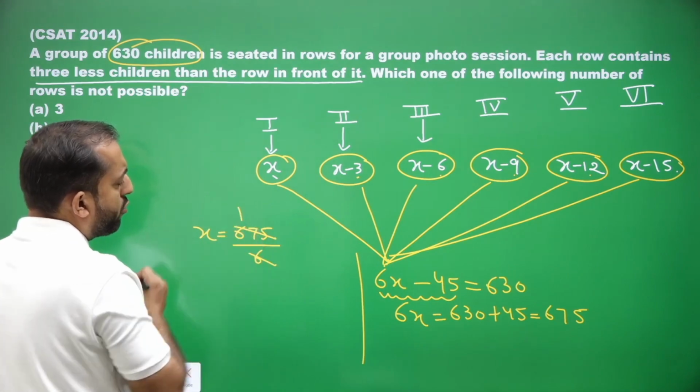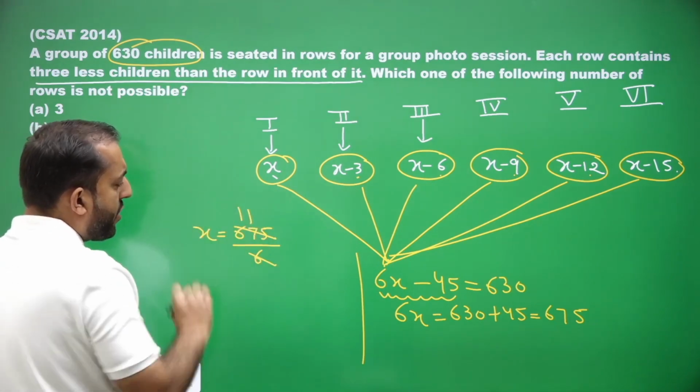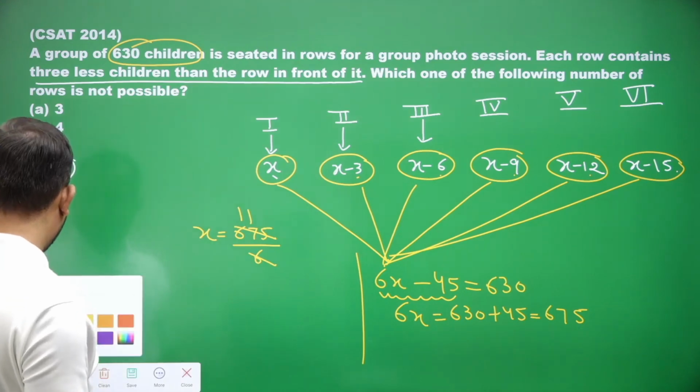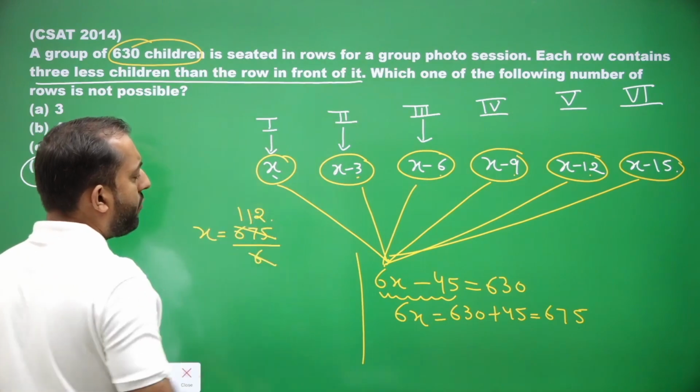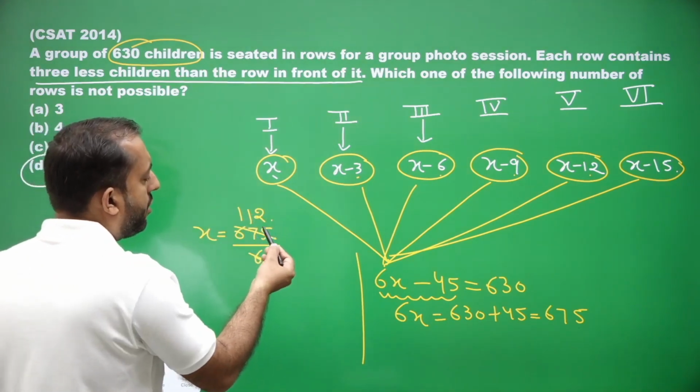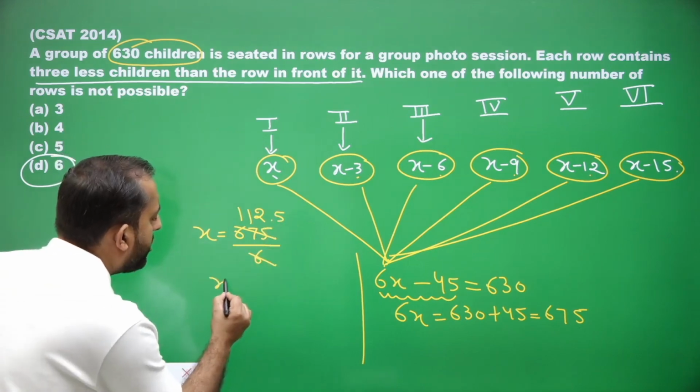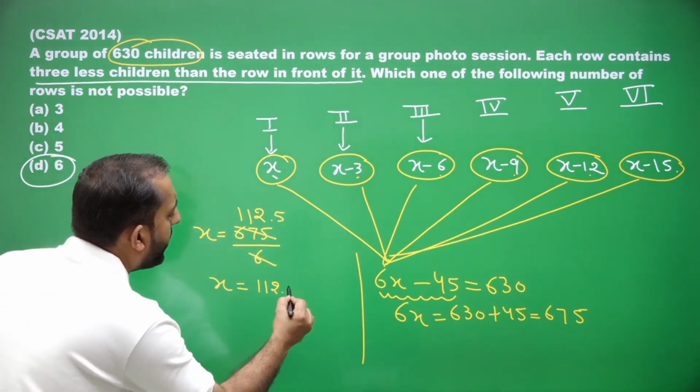Now if I solve this equation for x, it comes out to be 675 upon 6. Let's cancel it out. 6 ones are 6, 6 twos are 12, and 6 fives are 30. So the value of x from here is 112.5.